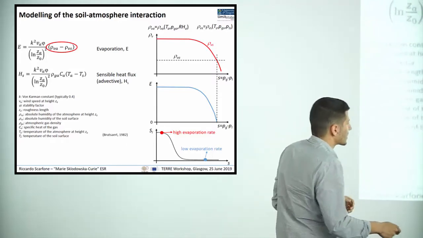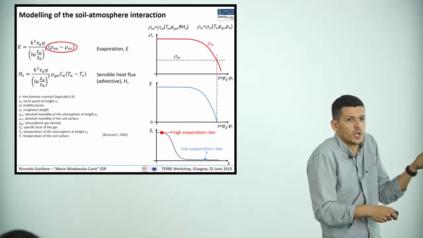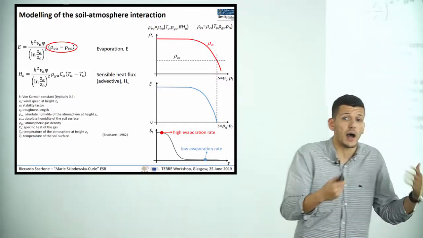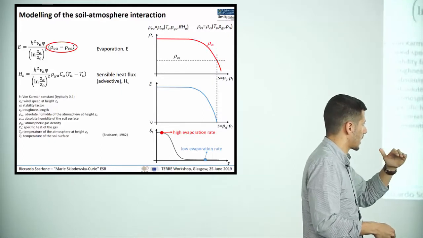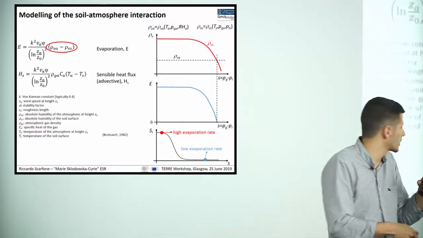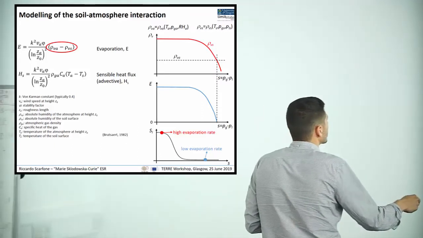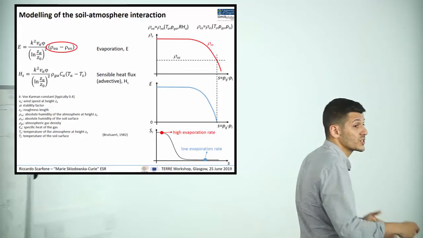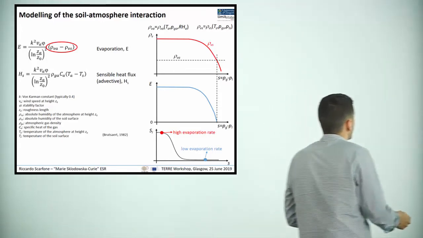So in general, starting from a wet surface, when the suction is low and the degree of saturation is high, we have fast evaporation. When it starts drying out, suction increases and degree of saturation decreases, and the evaporation rate is low. Similarly, in this other relationship here, the driving force is the difference between the temperature at the soil surface and the atmosphere.